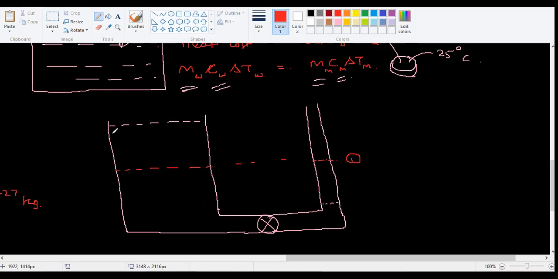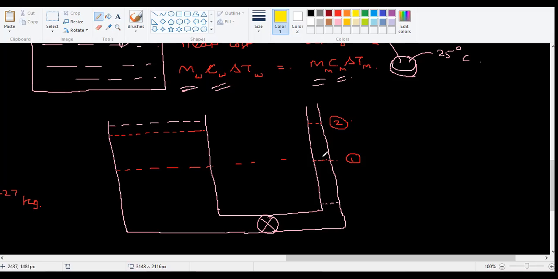The other option is that this water level will drop very little and come somewhere here. So which option do you think is correct, option one or option two? Which one will happen? Is that such a difficult question? Nobody's answering. Option two, Kirtan. What about others? It's a very silly question, right?